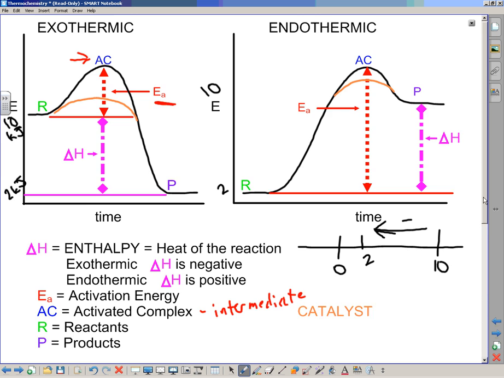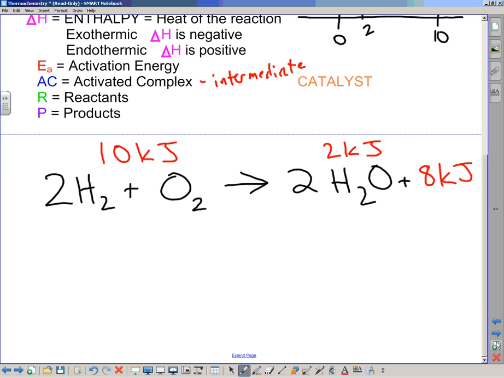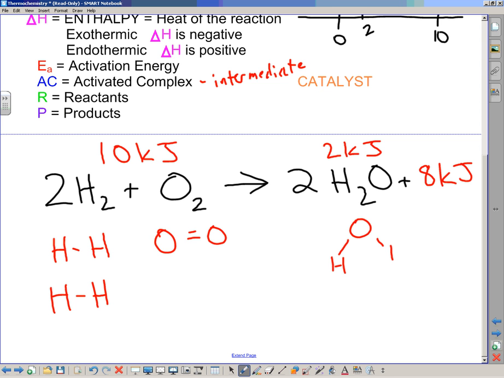Okay? And when we come down here, take a look at what we learned last semester. Think about the chemical bonds that we've got here. We've got two hydrogens bonded together with a covalent bond, correct? We have one oxygen, which has a double covalent bond there. And then on the product side, we have two water molecules, each containing two single covalent bonds, yes?